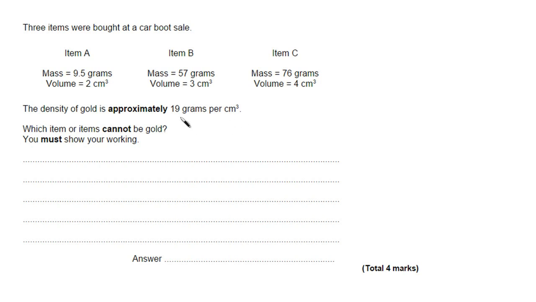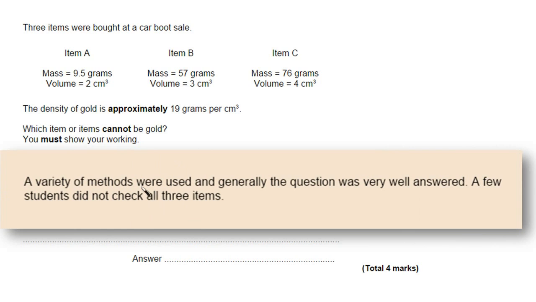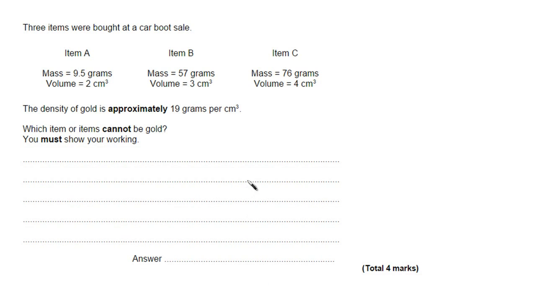We normally think of rates as a length or some other sort of measurement per, and then we have a time value, seconds or hours or whatever. But in this case, with density, we've also got a rate. It just happens that it's per cubic centimetre. Okay, so how do we answer a question like this, and how did others do when they attempted it in the GCSE exam? Well, apparently a variety of methods were used, and generally the question was very well answered. Few students, though, didn't check all three items.